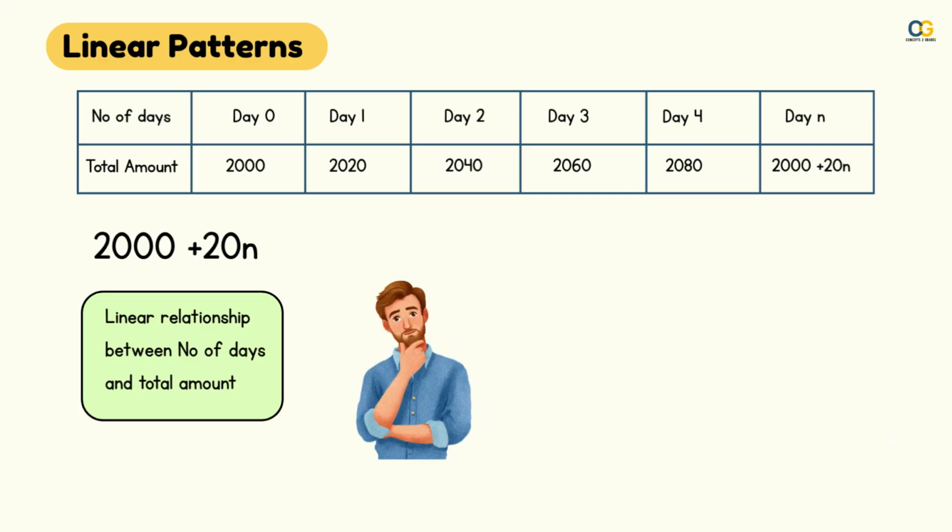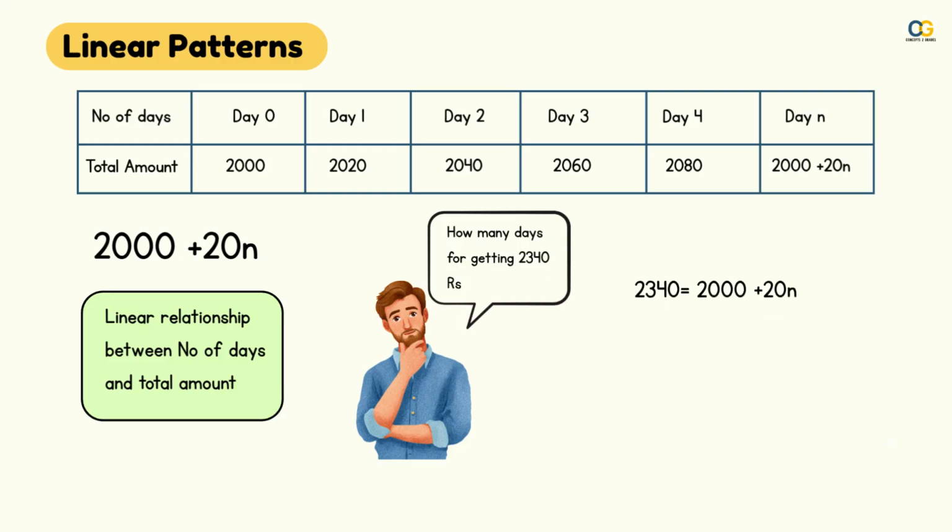Let's say a person wants 2340 rupees. So for how many days should he deposit this amount so that he gets this amount? So we can equate this relationship, 2000 plus 20n, to 2340 and solve the equation where 20n is 2340 minus 2000 and n is equal to 340 by 20, which gives n is equal to 17, to find out the number of days he needs to put this money so that he gets the amount. And this is called a linear equation.